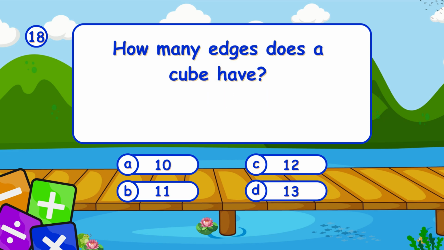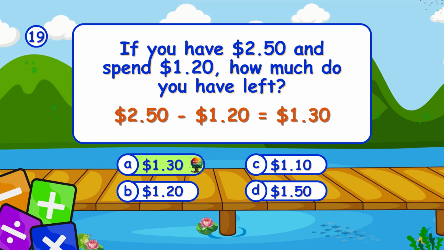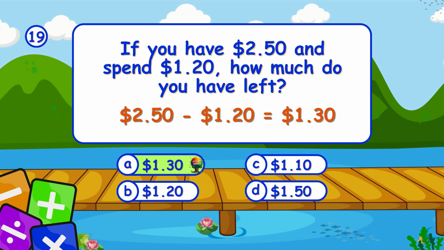How many edges does a cube have? It's C, 12. A cube has 12 edges. If you have $2.50 and spend $1.20, how much do you have left? It's A, $1.30. Subtracting $1.20 from $2.50 leaves $1.30.